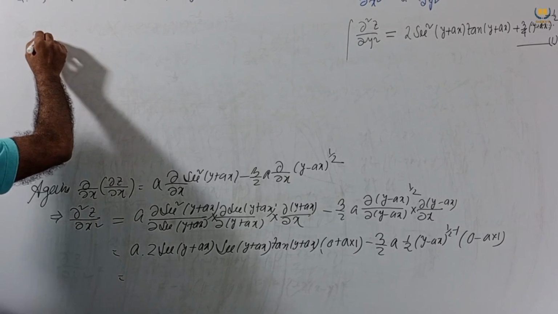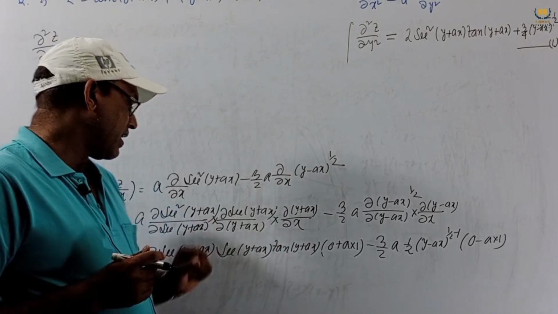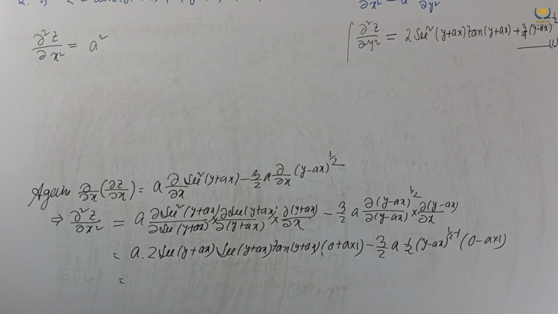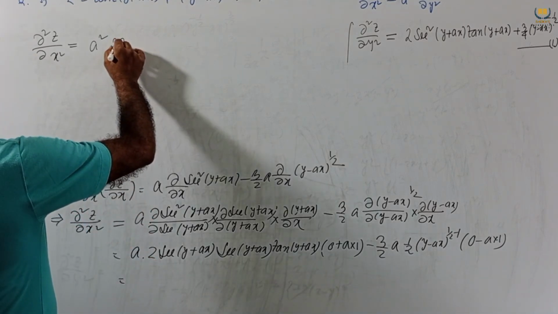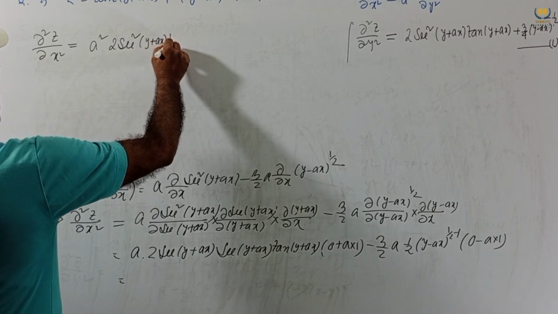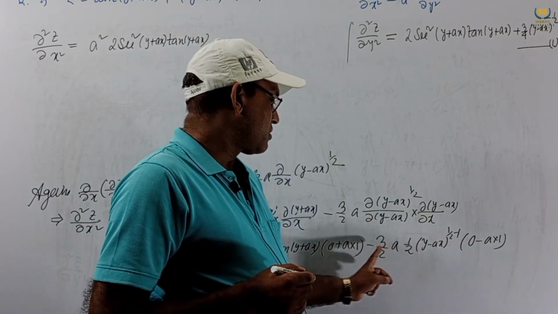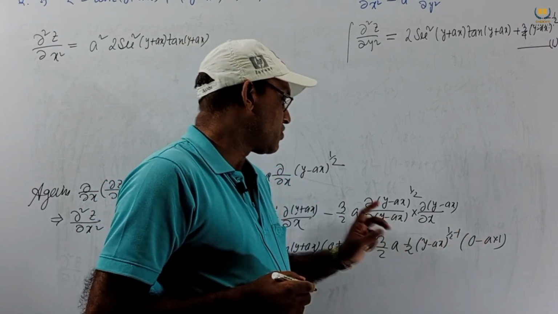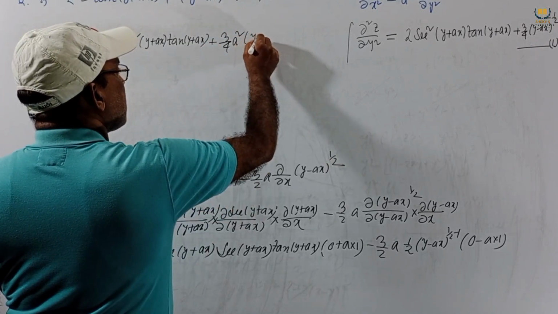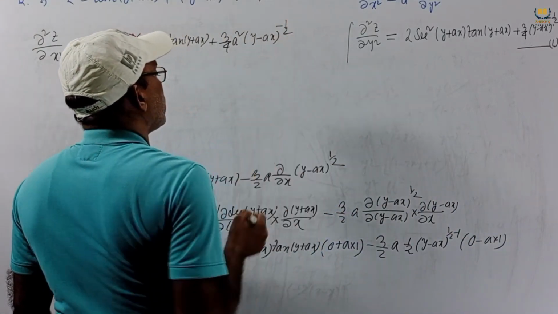So finally we get ∂²z/∂x² equals a² times 2 sec² (y + ax) tan(y + ax), and this minus is plus a² plus 3/4 a² (y - ax)^(-1/2 - 1), this is minus 3/2, we get this.